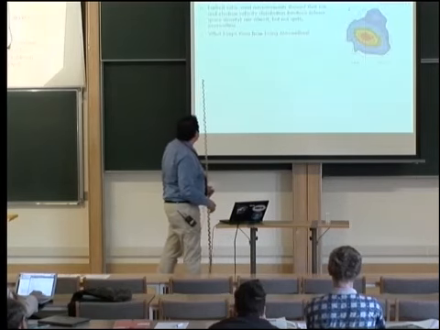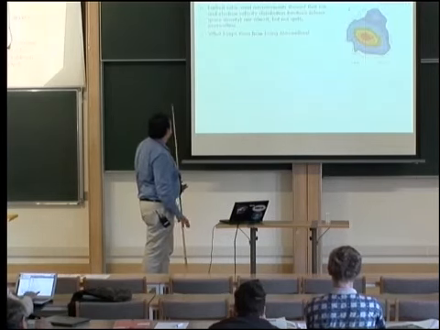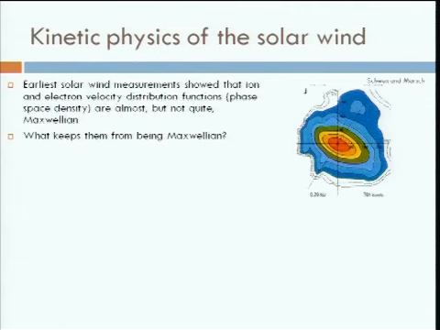Okay, so what I'm interested in is the kinetic physics of the solar wind. The very earliest solar wind measurements we had showed that ion and electron VDFs, the phase space density, are almost but not quite Maxwellian. So a very simple question we can ask in the solar wind is, what keeps them from being Maxwellian? I think you've seen something like this a few times now.